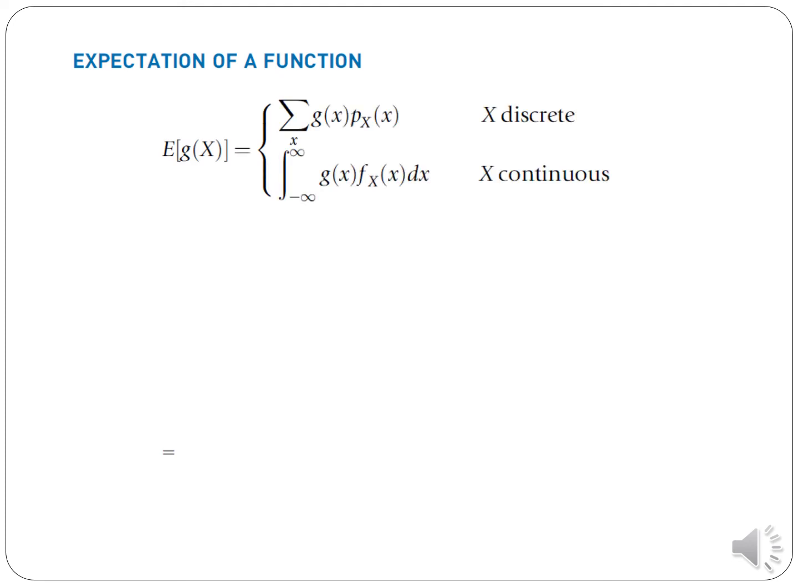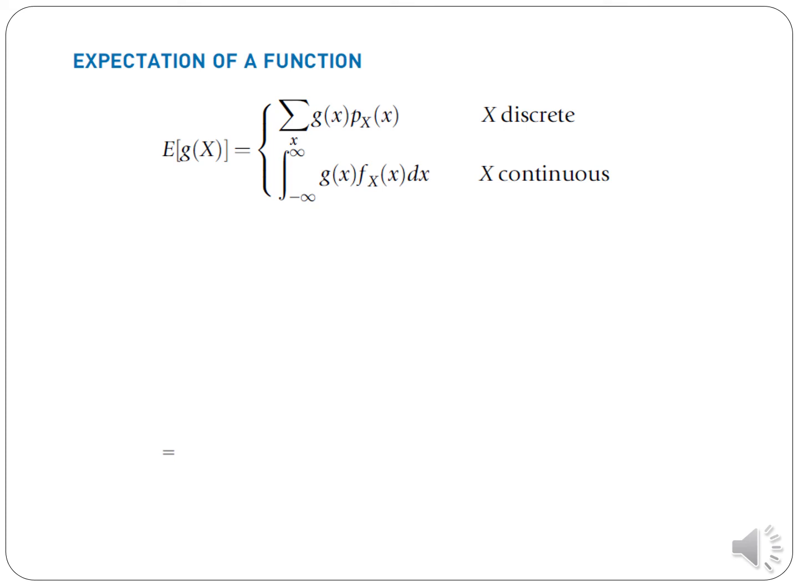Now we will jump to another topic, which is expectation of a function. When we are going to find the expectation or average value of a function, we will use these two formulas. First one is for discrete and second is for continuous random variable.